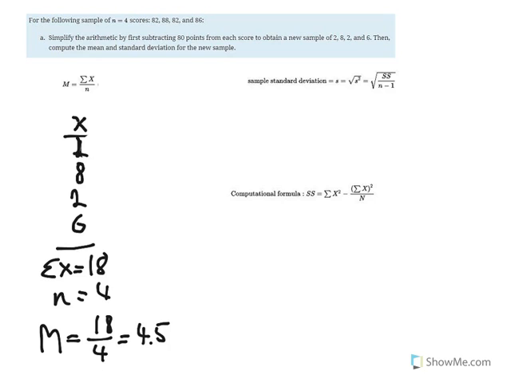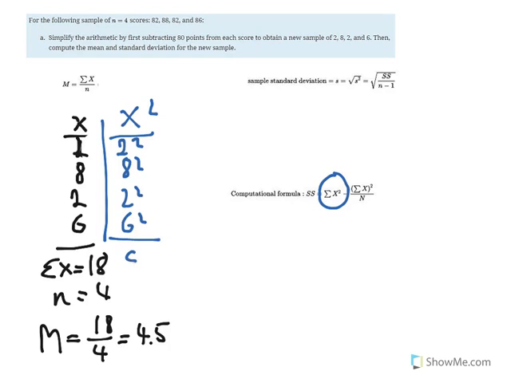So in order to get the sum of x squared, we have to square x first. So this is 2 squared, 8 squared, 2 squared, and 6 squared. Because if we sum that all up, we have the sum of x squared. So that is 4, 64, 4, and 36. So the sum of x squared is 108.